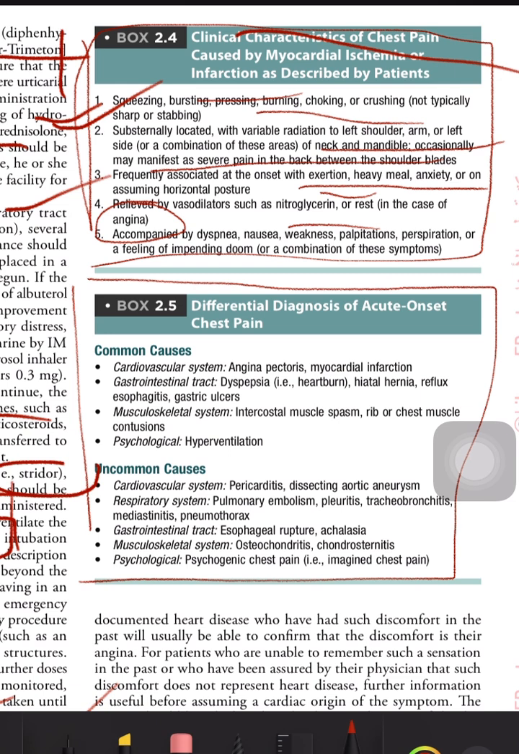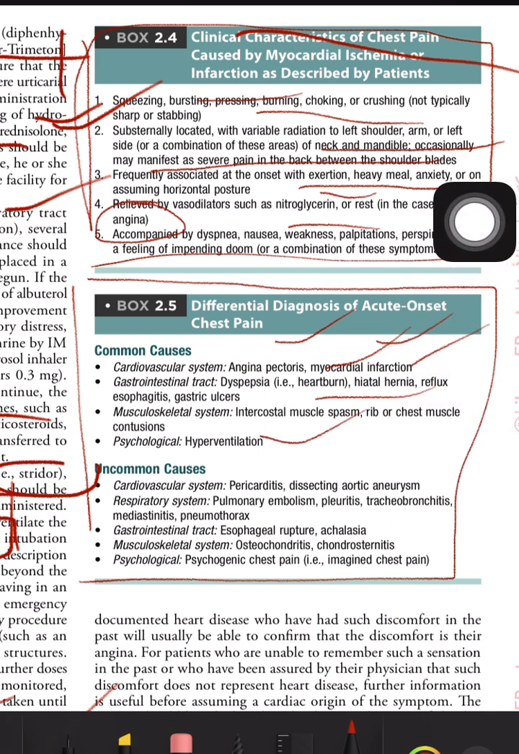Here we have another box, and what it's saying is that not all chest pain is cardiac. Here's how you tell. The common causes for chest pain are angina pectoris and MI. For the GI tract, you could have heartburn, acidity, hiatal hernia, reflux. You could have some muscle spasm after the gym or some sports, or a physiological cause, maybe hyperventilation. These could be the reasons.